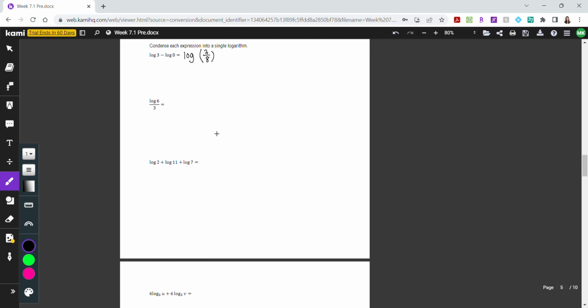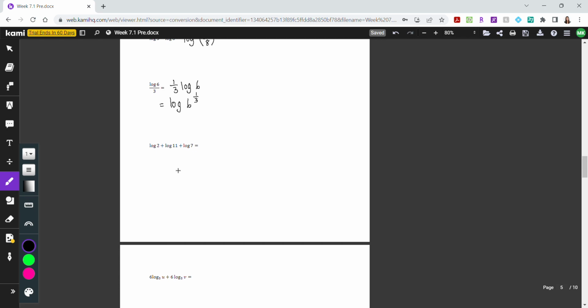Now for the next one, we have log 6 over 3. If I were to rewrite this, I would have 1/3 log 6. Now because this is to the side, if I were to condense it to a single logarithm, I'm going to put it up here as the exponent. All right, so I would finally get log 6 to the power of 1/3. All right.